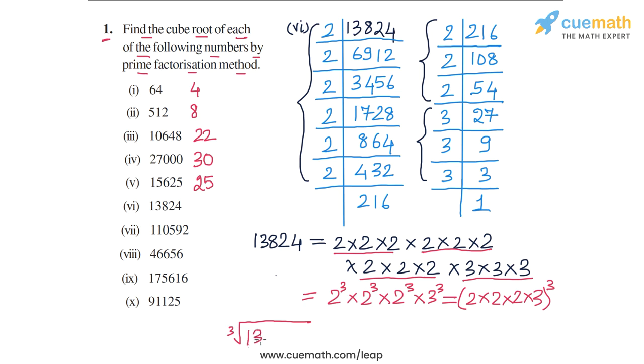So the cube root of 13,824 will be equal to this product inside the bracket here. So this is 2 into 2 into 2 into 3, and this is equal to 24. So in part 6, the cube root of 13,824 is equal to 24.